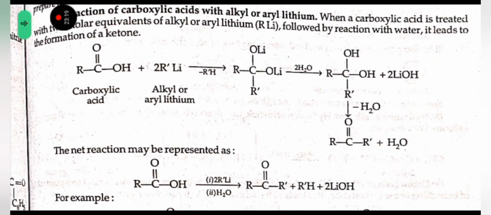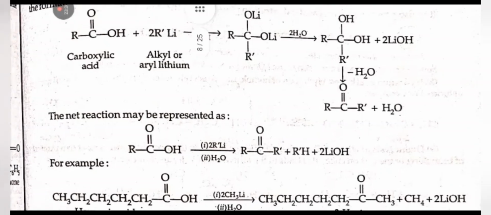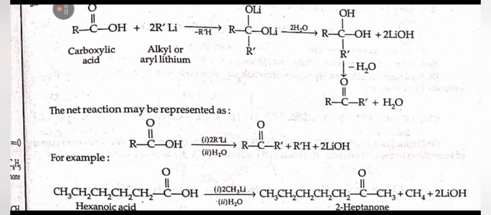Fifth, reaction of carboxylic acid with alkyl or aryl lithium. When a carboxylic acid is treated with 2 molar equivalents of alkyl or aryl lithium, followed by reaction with water, it leads to the formation of ketone. Carboxylic acid plus alkyl or aryl lithium, with further reaction with 2H2O, will give ketone plus H2O. The net reaction may be represented as below.